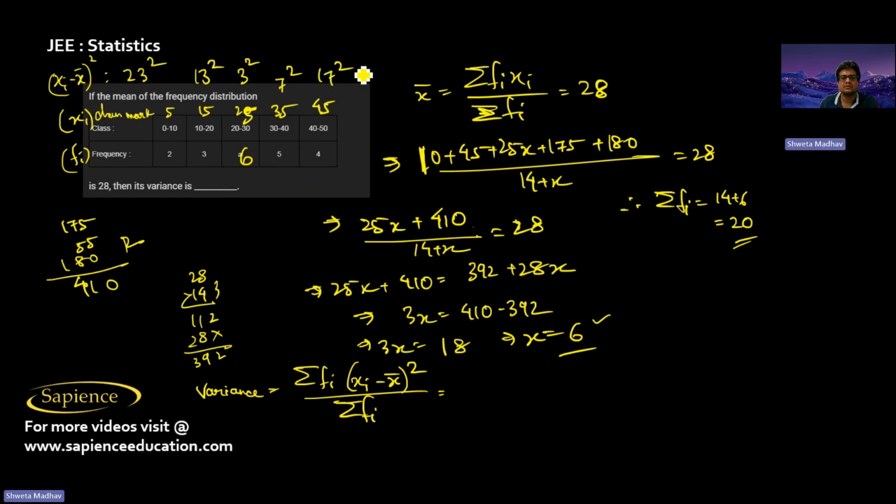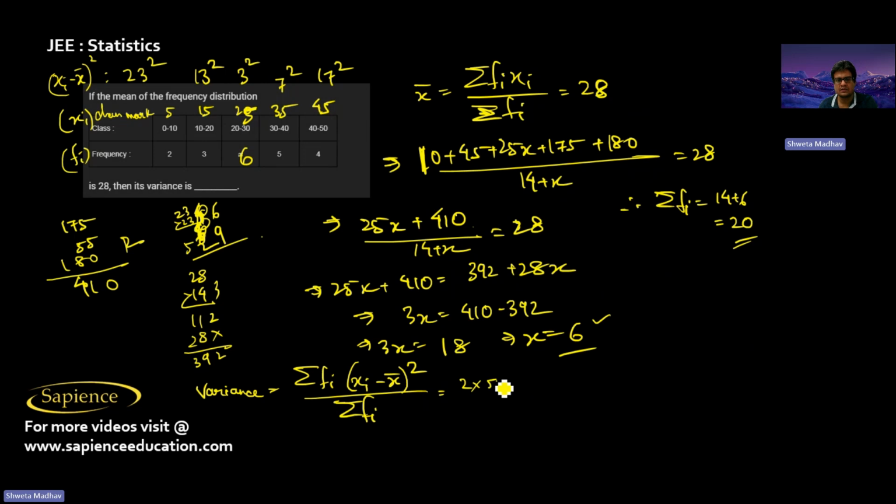17 square. And this will be 2 into 23 square, that is 3 into 23, that is 69. 23 3s are 69. Then 23 2s are 46. 46 plus 6, that is 529.